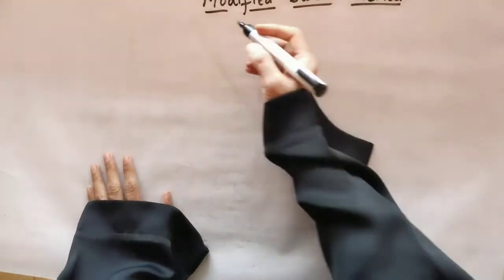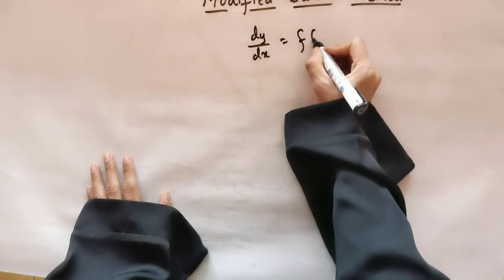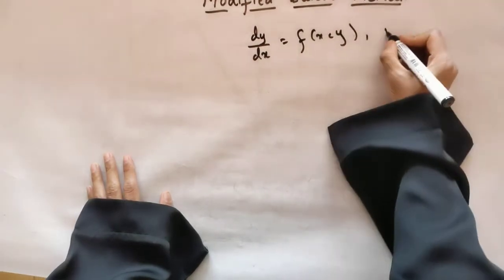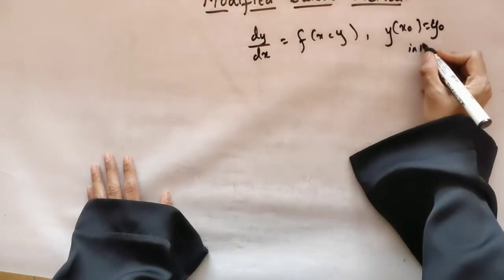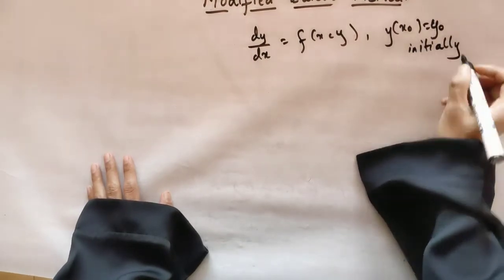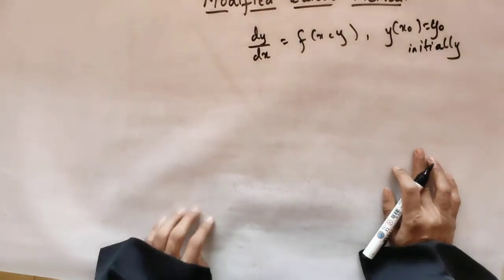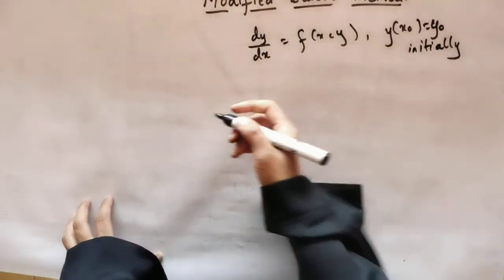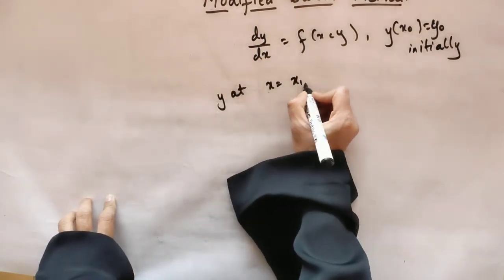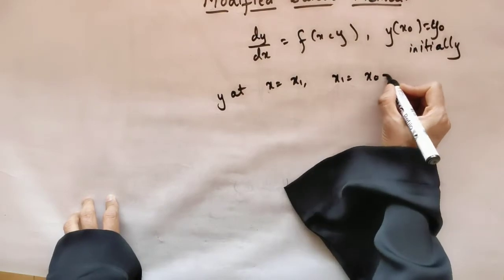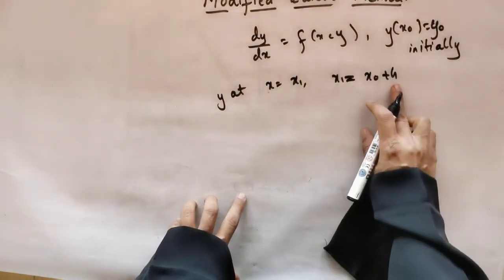So firstly, suppose that the given differential equation is dy by dx is equal to f of x,y with y of x naught is equal to y naught initially. Okay, let there be any differential equation with the given initial condition to you. And you are supposed to work for y at x is equal to x1. Your x1 is x naught plus h.